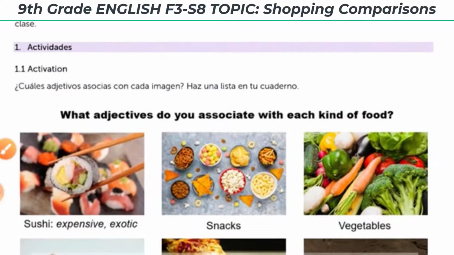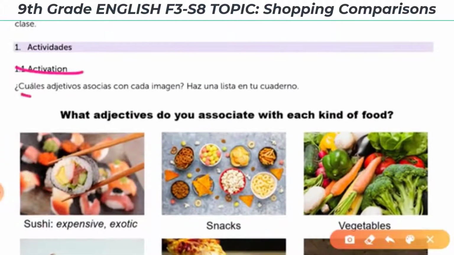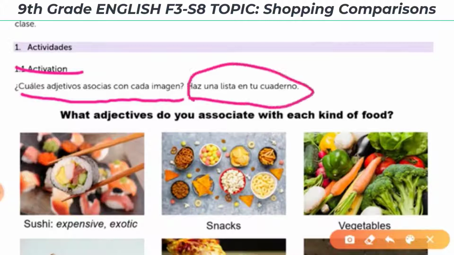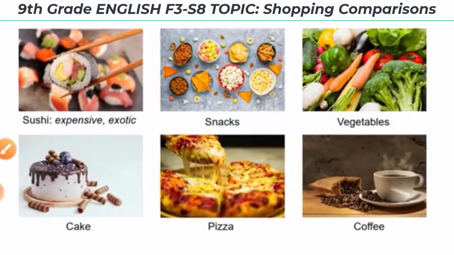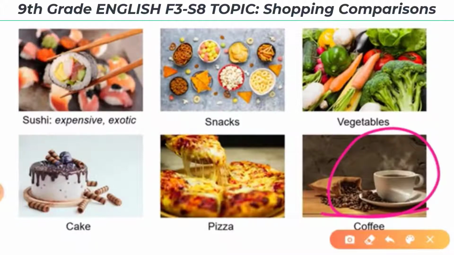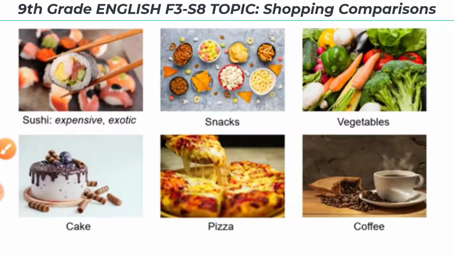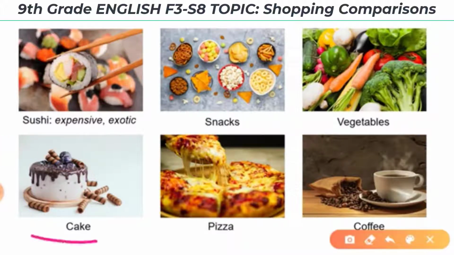The question here is, activation. ¿Cuáles adjetivos asocias con cada imagen? Haz una lista en tu cuaderno, okay? Make a list of the adjectives that you associate with each picture. For example, coffee. What do you think of coffee? Delicious, yes? How about pizza? An adjective that describes pizza. Maybe expensive, cara, yes?